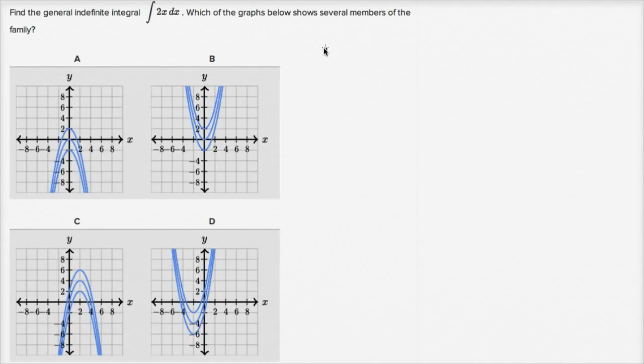So if we're taking the integral of 2x dx, we're talking about the antiderivative of 2x. And what's that going to be? Well, it's going to be 2x to the second power, because this was 2x to the first power. So we increment the exponent to 2, and then we divide by that newly incremented exponent. So this is going to be x squared.